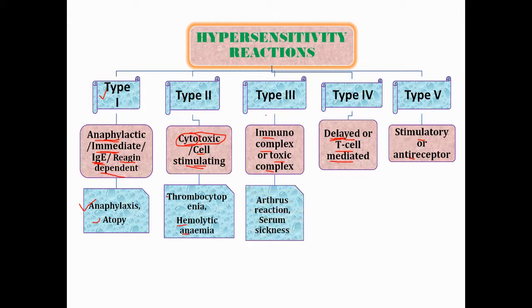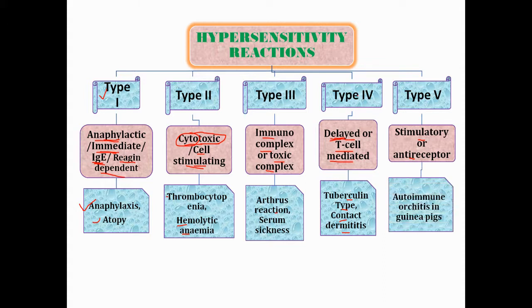Whereas type 3 causes the Arthus reaction and also causes serum sickness. These are the 2 types of reactions caused by type 3. Type 4 causes the tuberculin type and contact dermatitis. These are the 2 types of reactions caused by the type 4 hypersensitivity reactions. Coming to type 5, it causes autoimmune orchitis in guinea pigs. These are the various reactions taking place.